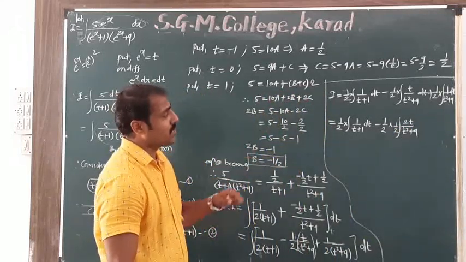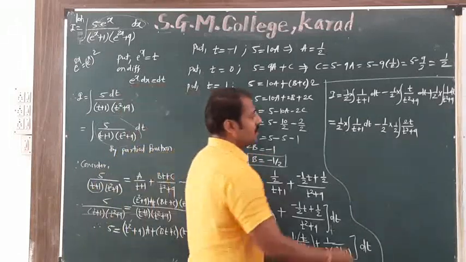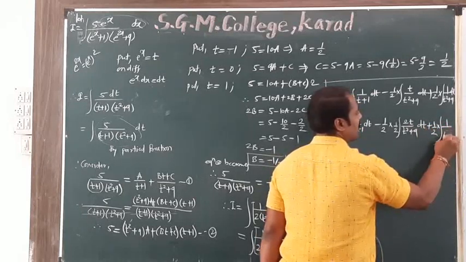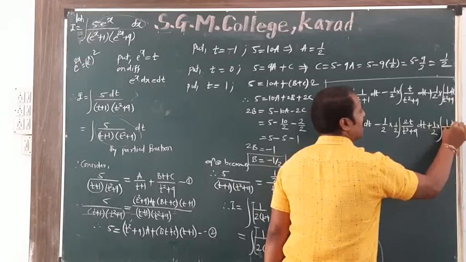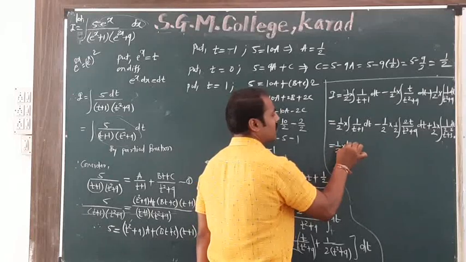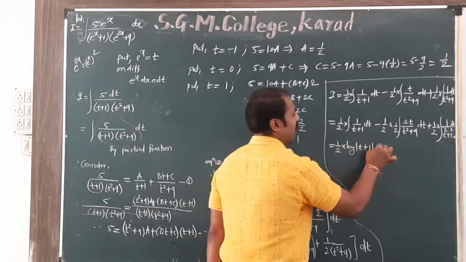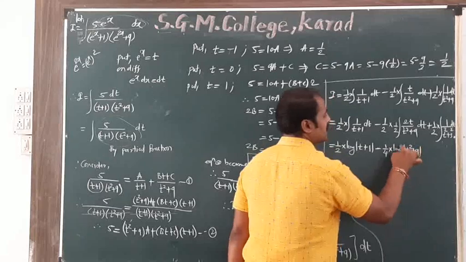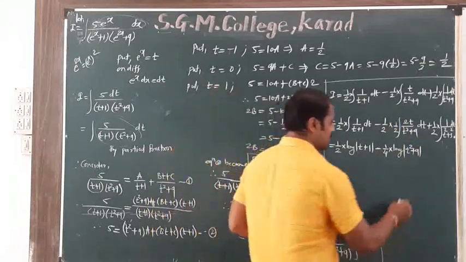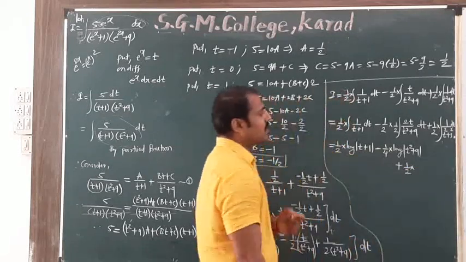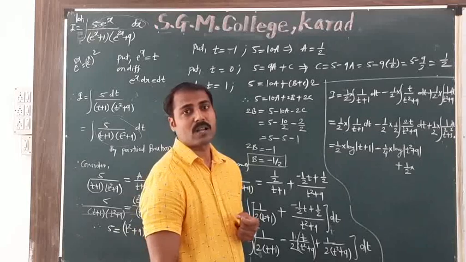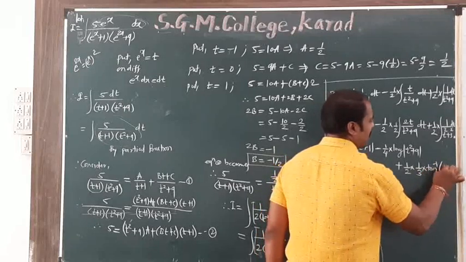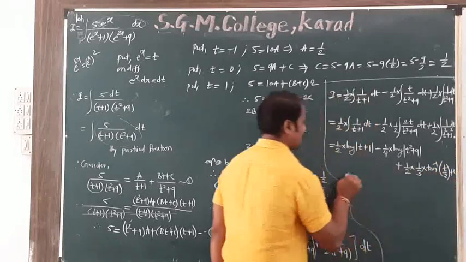So we multiply 2 inside the integration and divide by 2 outside the integration, dt, plus 1 upon 2 into integration of 1 upon t square plus 3 square dt, which is equal to 1 upon 2 into log of mod of t plus 1, minus 1 upon 4 into log of mod of the denominator t square plus 9, since the derivative of the denominator is in the numerator, plus 1 upon 2 into integration of 1 upon x square plus a square, which is 1 upon a tan inverse of x upon a.